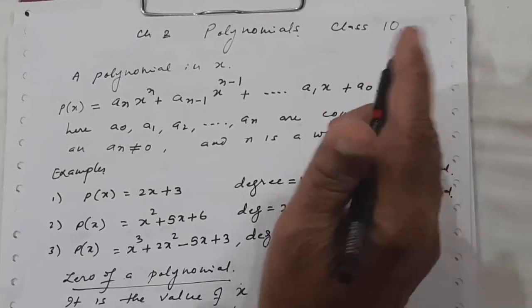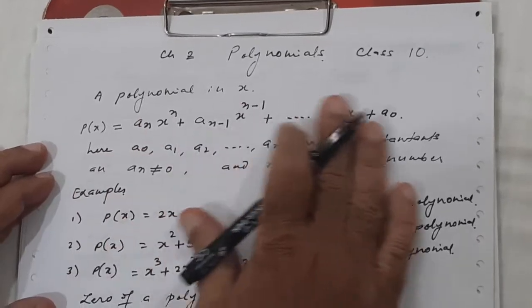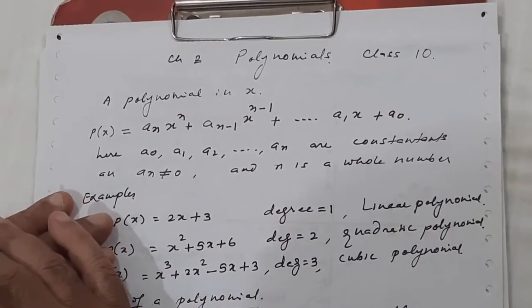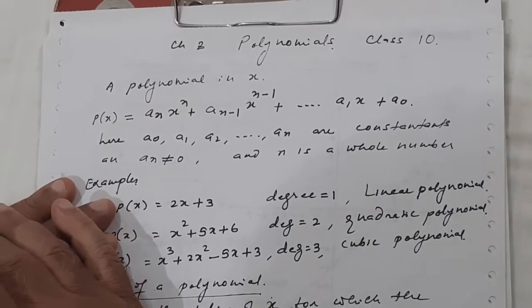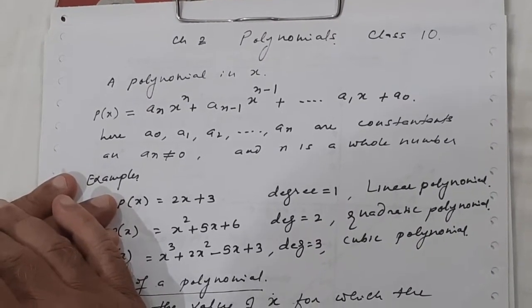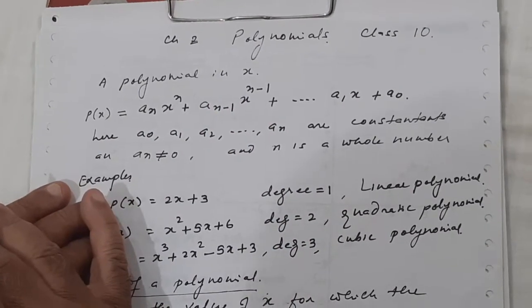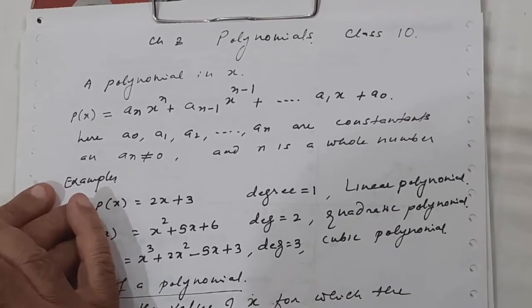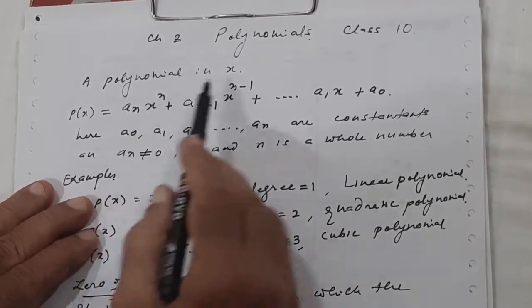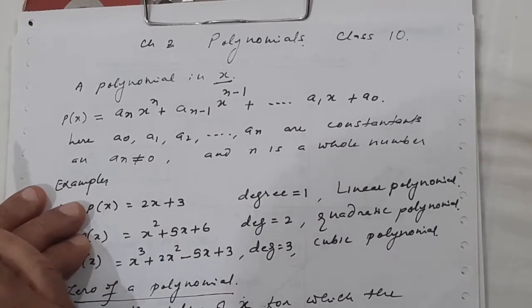Good morning, guys. In today's video, we are going to start a new chapter, chapter 2, polynomials. So, now what is a polynomial? This is a continuation of the topic which you have done earlier in ninth class. Now, a polynomial in x, where x is a variable. We are taking one single variable.